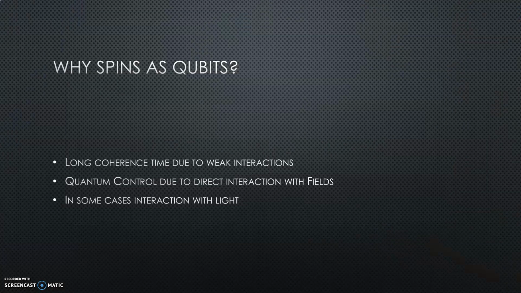The first thing we need to know is why do we choose spins to be the basis of our quantum information processing? Why should spins be the qubits? The reason that we do this is threefold. One is that the spins provide a long coherence time due to their weak interactions with electric field noise, phonons, and thermal radiations and similar stuff. They also provide a great degree of quantum control due to their direct interaction with magnetic fields, both AC and DC, as well as with other spins. And in some special cases, they do show interaction with light.